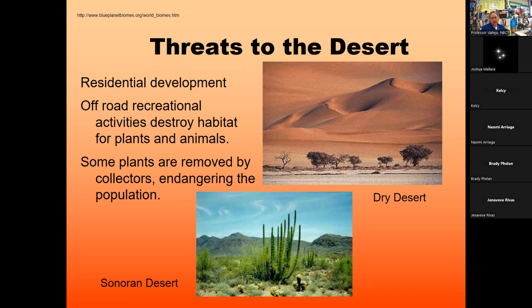There's a national park in Arizona called the Saguaro National Park. And those are the trees. When you think of a cactus, you typically think of a cactus that has those arms that look like this.